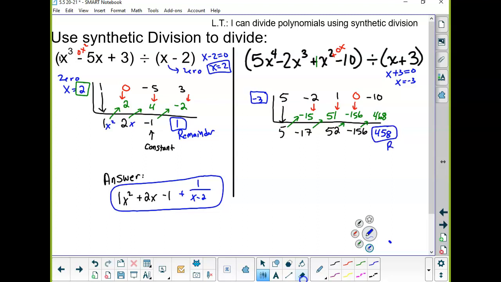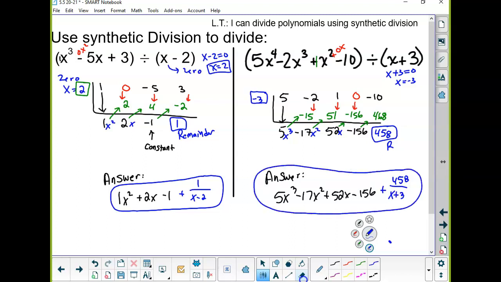And then what I like to do is, I don't write the word constant every time, but I know that there's my constant, so then I have x, x squared, and x to the third. You're always going to build up from that. Okay. So then my answer is 5x to the third minus 17x squared plus 52x minus 156 plus the remainder of 458 divided by x plus 3.